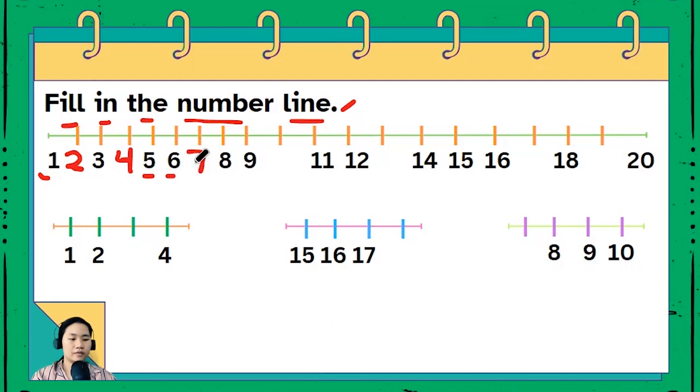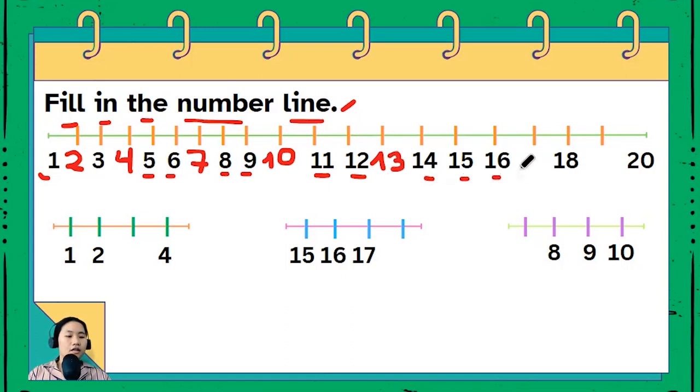7, 8, 9, and 10, 11, 12, and 13, 14, 15, 16, and 17, 18, last number, 19.